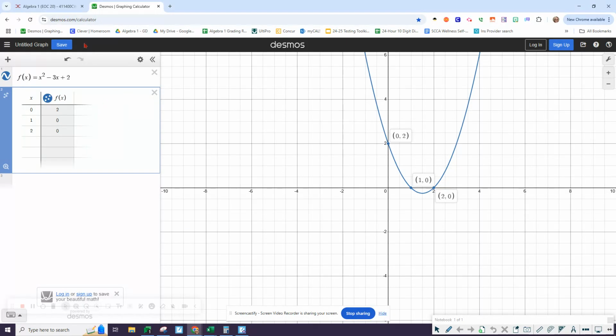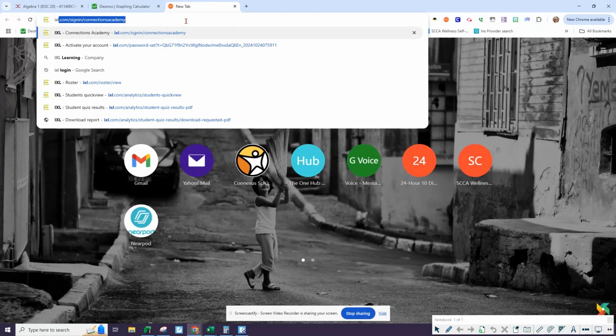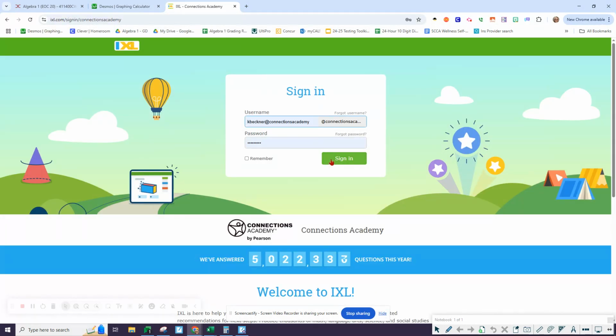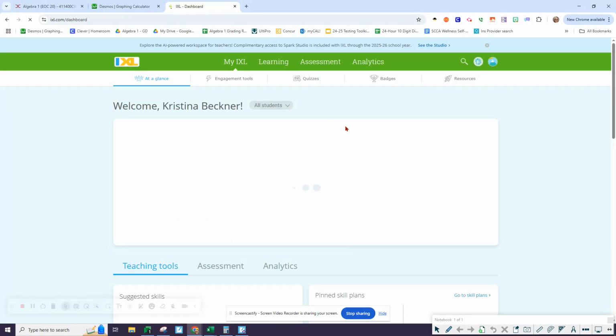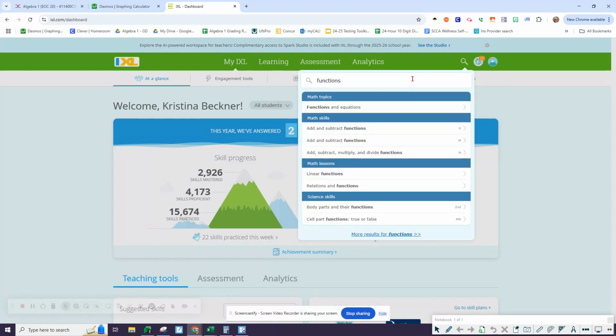And if you want additional support on that, always just check out your iExcel. Let me see if I can pull up an iExcel that I think would be perfect for that. Let me sign in here. If you use your search bar up here in iExcel, you can search for topic, skills, and more. For this topic or skill, we're going to say functions.